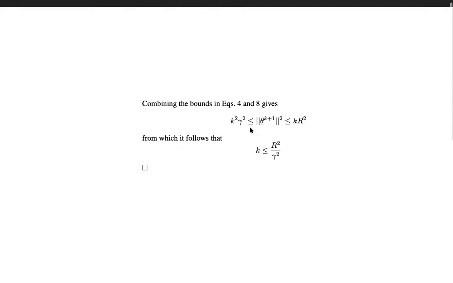What does it mean? If you just solve this whole thing, you will get that k, the number of times the operation can be done, has to be less than r square by gamma square. Now, I think you should be able to appreciate this proof to some level. It's a very simple proof.